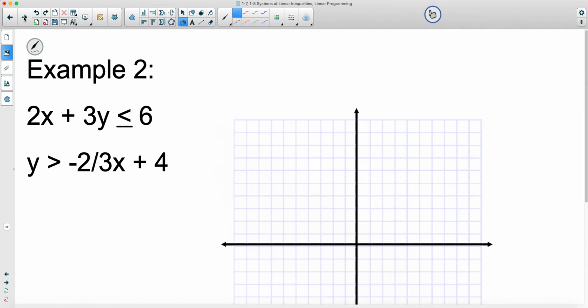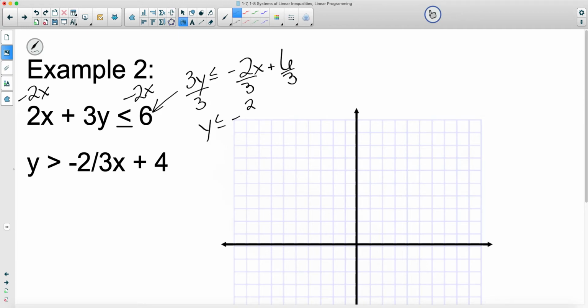Okay, so starting out, we needed to solve this one for y. That's the best way that I've shown you guys how to graph these things. So we're going to move that 2x over. So we'll have 3y is less than or equal to negative 2x plus 6. And then we're going to have to divide everything by 3. All right, so that equation is y is less than or equal to negative 2/3 x plus 6 over 3. That's a 2. And then we can go ahead and graph our equations here.